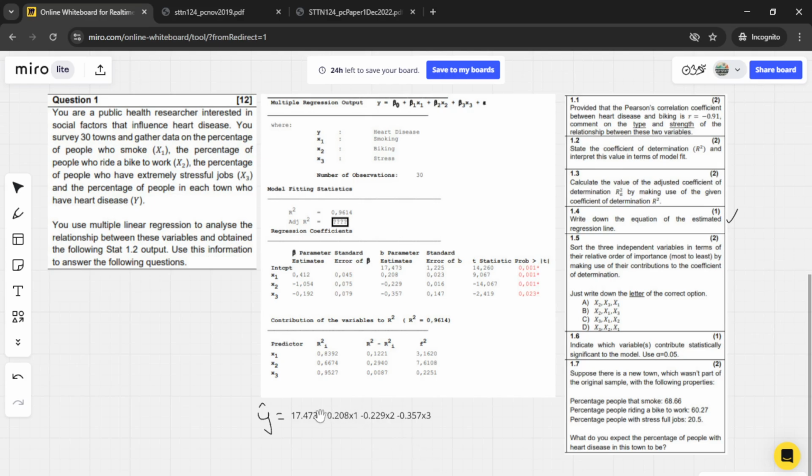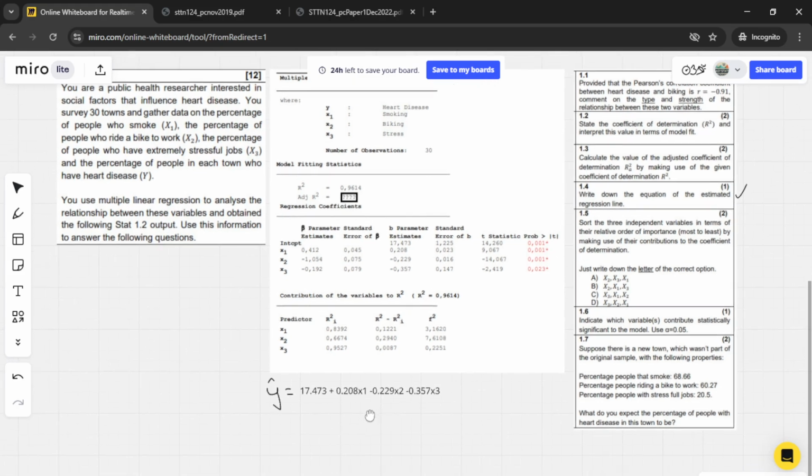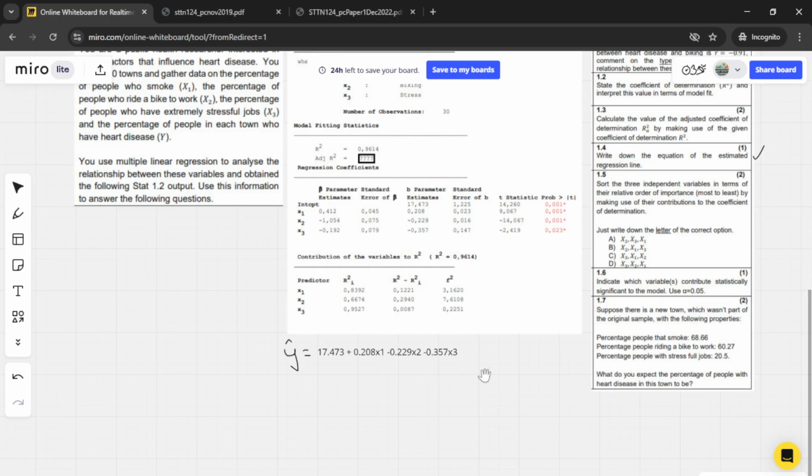So we're going to use this exact formula to calculate that. How do we do that? First of all, we're going to substitute those values into this equation before we get to the calculator. First things first, we're going to substitute. We're going to say the estimated y is equal to 17.473 plus 0.208, and then x1 is given as what?